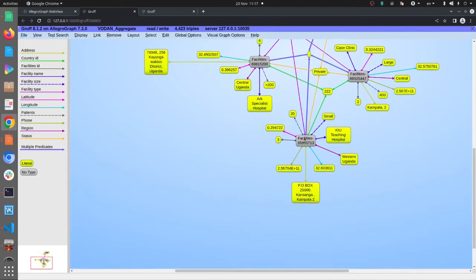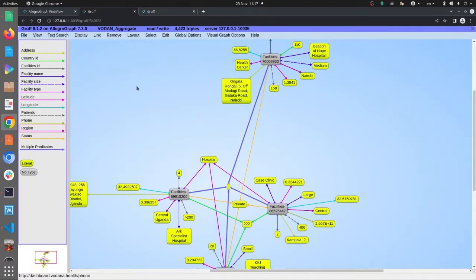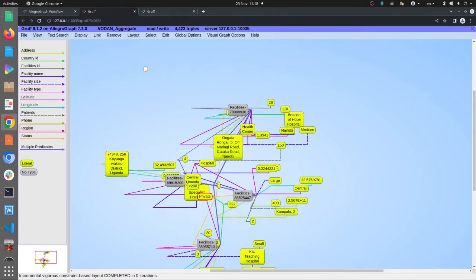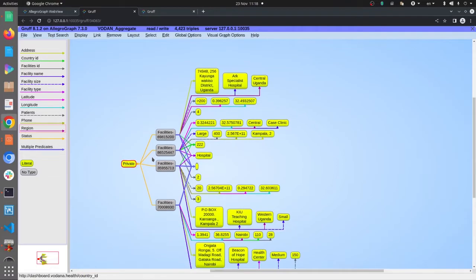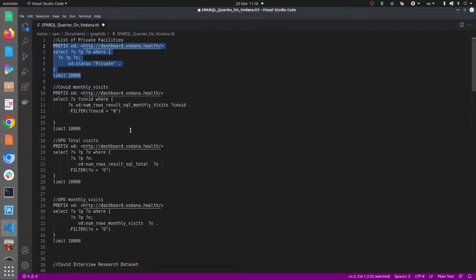So as you can see, we have these private hospitals, KIU hospital, and we have Beacon of Hope from Nairobi. For better visualization, we might look at it in the form of a tree. So some are big hospitals, some are small, and the others are medium. So we can try to see the different levels.